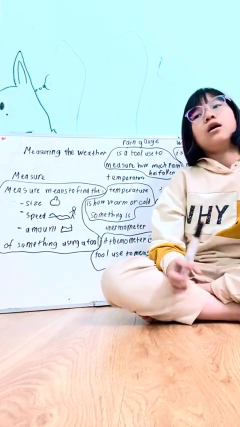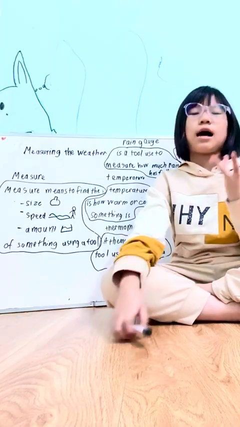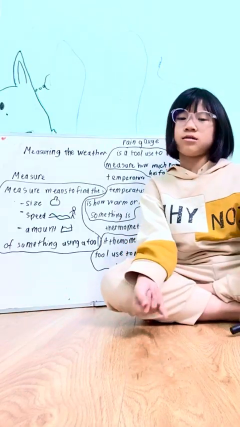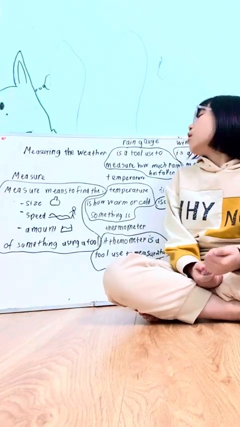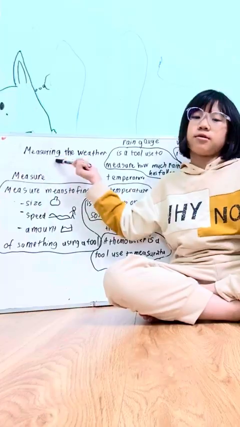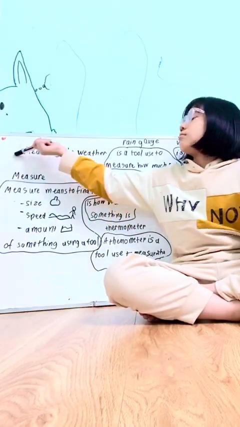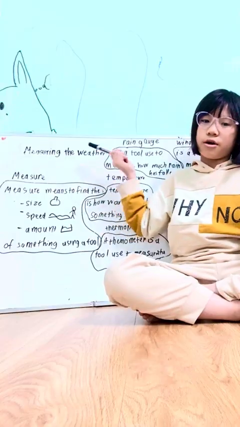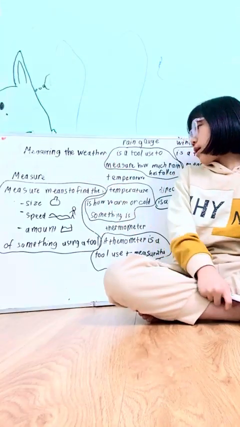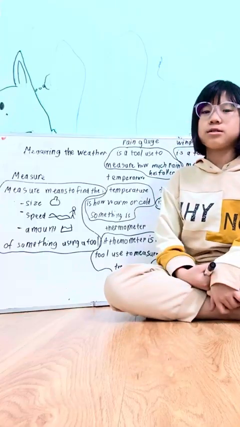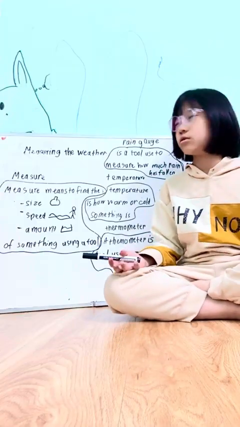Weather can be rainy, sunny, cloudy, windy, snowy, and lots more. So today I will show about measuring it. Measuring, so we will know about measuring it. Measuring the weather. So the first is measure. So what is measure, and what do we do with measure?